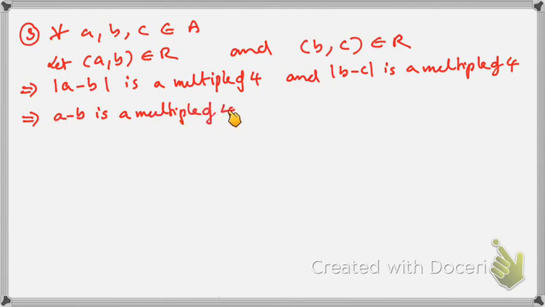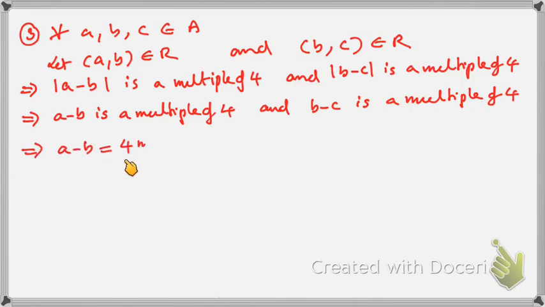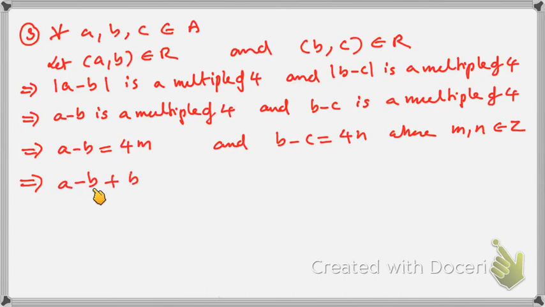So I'm saying a minus b is a multiple of 4. If the modulus of b minus c is a multiple of 4, the number itself is also a multiple of 4. So I can now say a minus b is some 4m, where m is an integer, and b minus c is 4n, where n is also an integer. m and n belong to Z. So I can add them up now. I'm going to add these two relations.